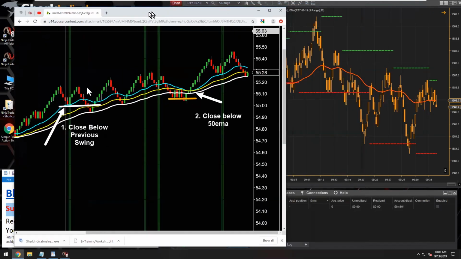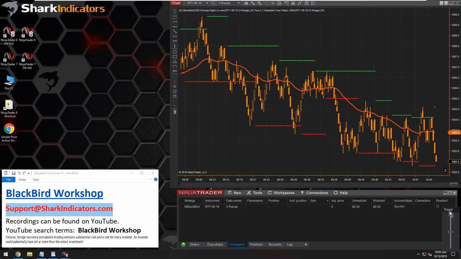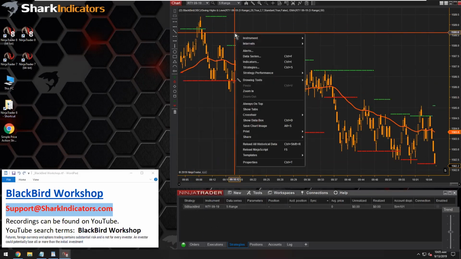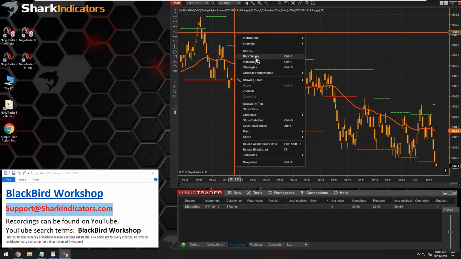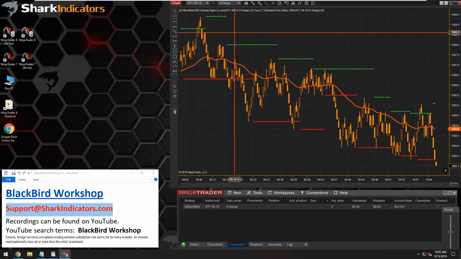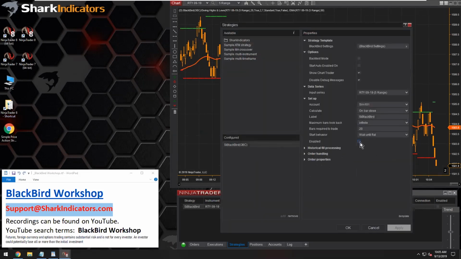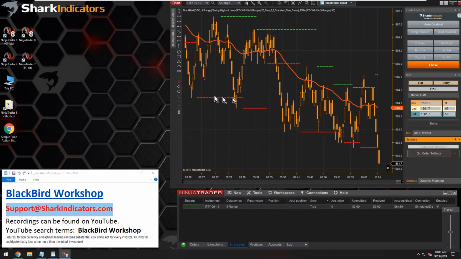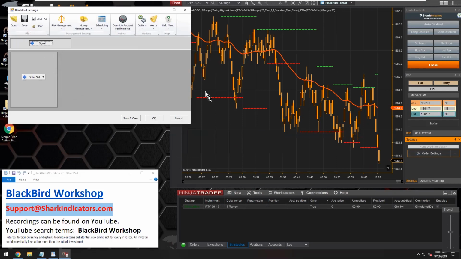Let me get back to this here. Talk about the various ways that we can do this here, but first let me get BlackBird up and running. I already have BlackBird on this chart, so I can either start it from the control center, or I can go to my chart and go into the strategies as well and start it from here. So either way.